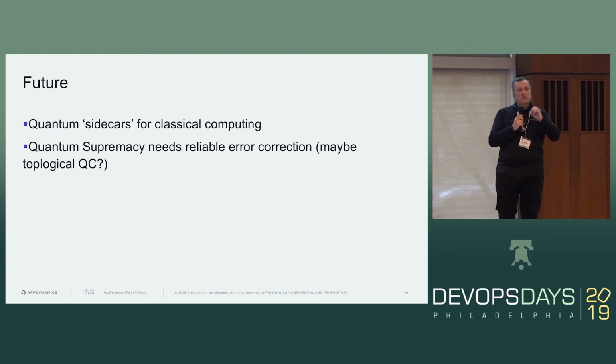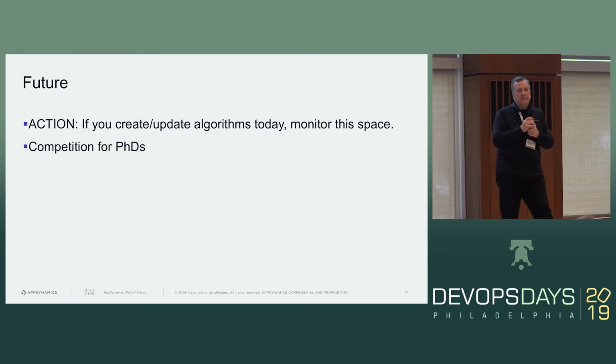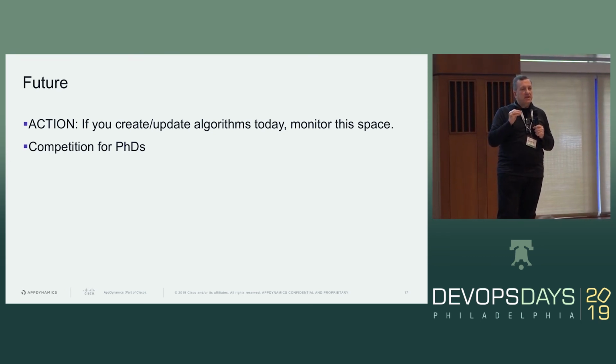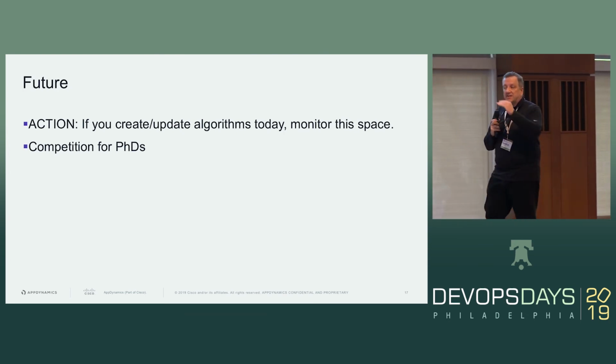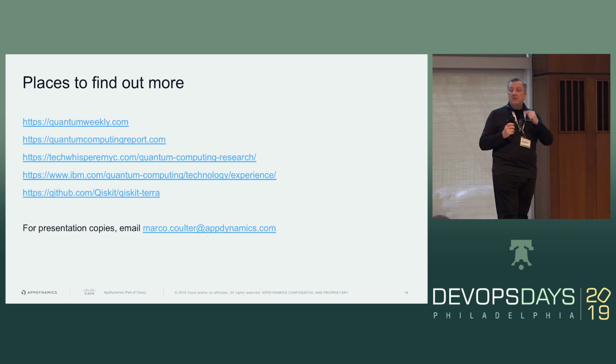What's the future here? Quantum will be a sort of sidecar, like a graphics card or something like that, except extremely big. And the impact of this is that there's a lot of competition for PhDs. Colleges and universities are complaining because businesses are hiring out the PhDs for when quantum computing kicks in. So as I say, if you're creating or updating algorithms today, have a look at this space.